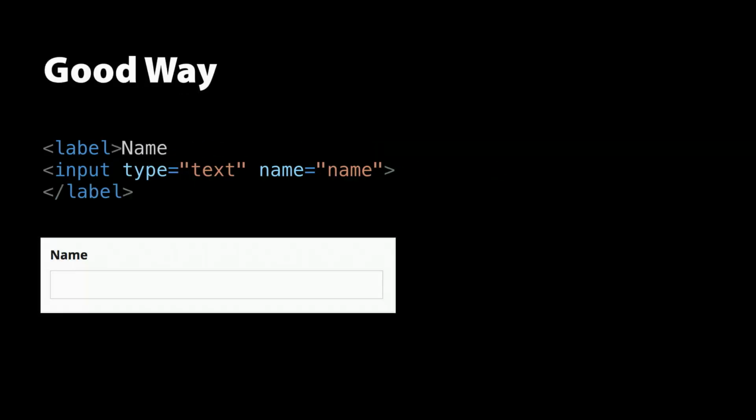For some reason, if you can't associate the for attribute with the ID, let's say you have a content author that's adding these form elements, wrap it in a label. So just associate the input by wrapping it in the label. That automatically will read it correctly, works fine.